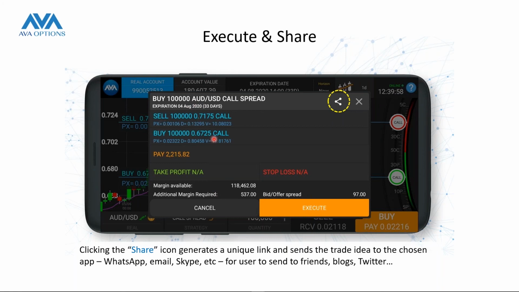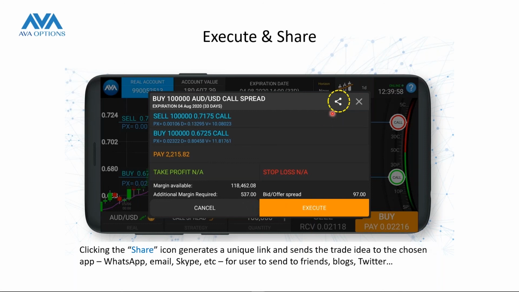I'm selling this call and buying this call. It's going to cost me $2,200. I have 118,000 of margin available. This trade is going to cost me a little bit of margin, $537. It's got the bid-ask spread. If you like it, you click execute.